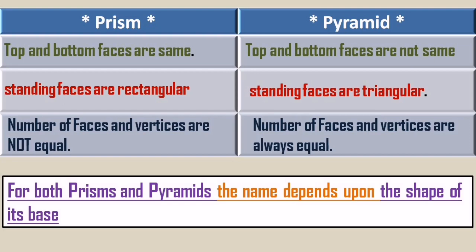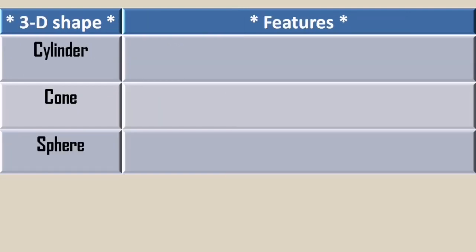Now let's try to figure out the special features related to cylinder, cone and sphere, that is non-polyhedron diagrams. Non-polyhedron diagrams are nothing but they have curved surface area. Let's try to understand this video.